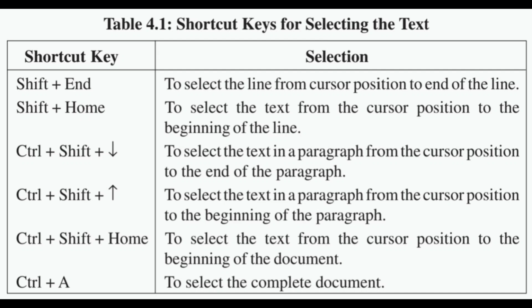Then control plus shift plus home is to select the text from the cursor position to the beginning of the document. So with control plus shift plus home, when you select, the cursor goes to the start of the document and everything up to there is selected.